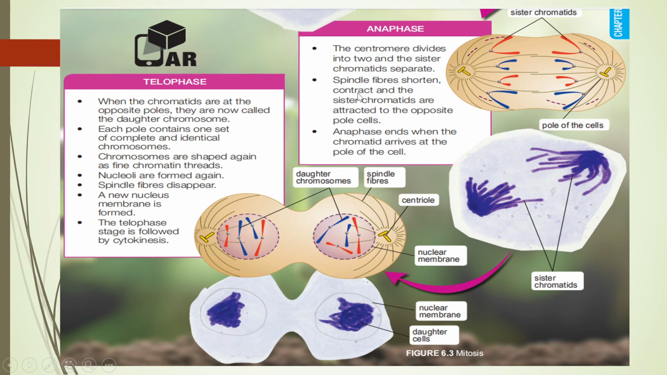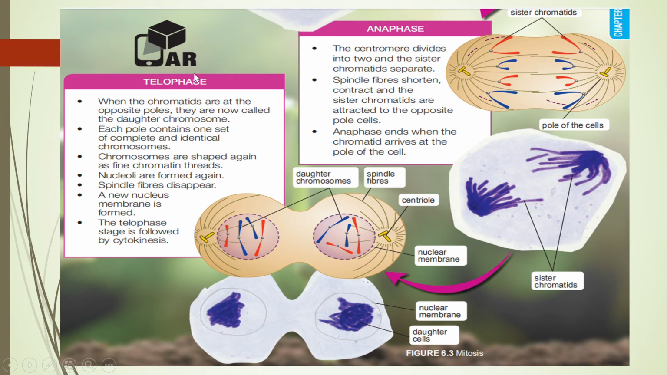So the spindle fibers shorten, they contract, and the sister chromatids are attracted. They are being pulled to the opposite poles. This phase ends when the chromatids arrive at the poles of the cell. So when they are at the poles, we say this phase ends.